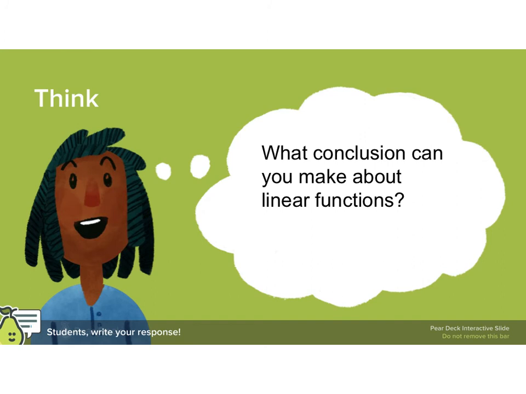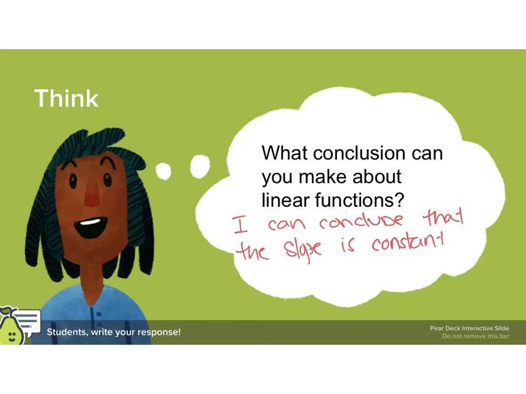Next slide. What conclusion can you make about linear functions? So I can conclude that the rate of change, or the slope, is constant for linear functions. If it's linear, then the rate of change needs to be the same no matter which points I use. That's what we can conclude about a linear function.